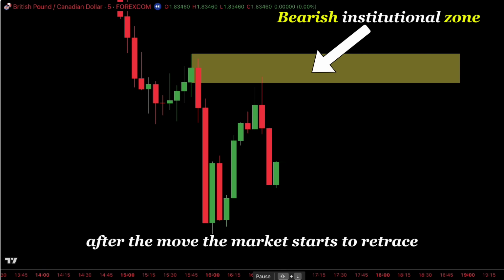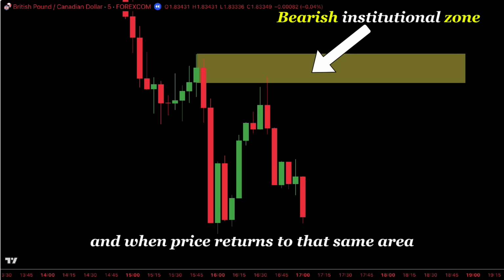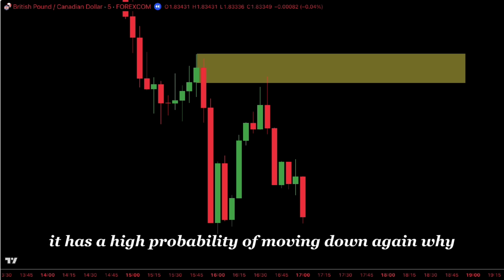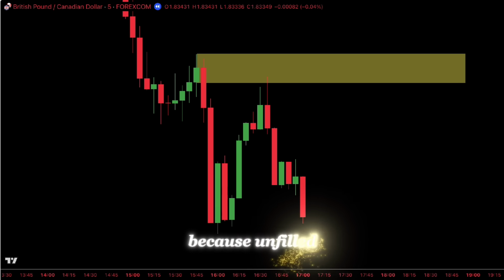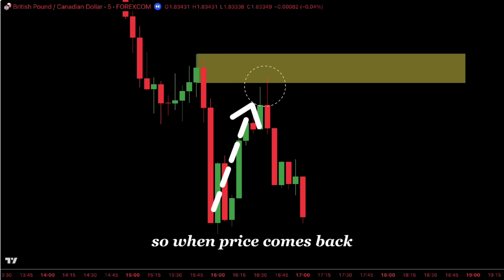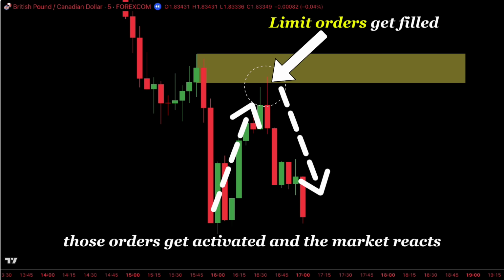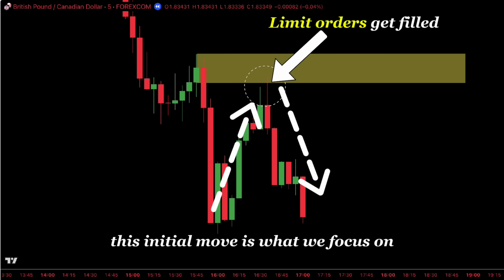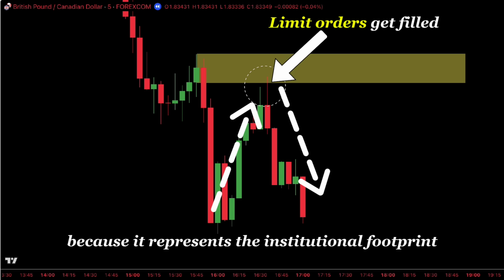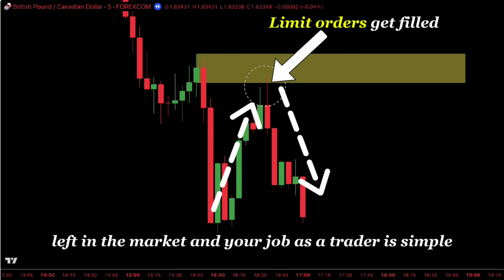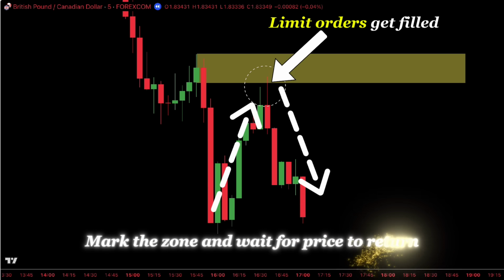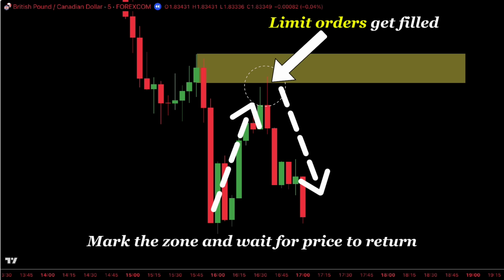After the move, the market starts to retrace. And when price returns to that same area, it has a high probability of moving down again. Why? Because unfilled institutional orders are still sitting there. So when price comes back, those orders get activated, and the market reacts. This initial move is what we focus on, because it represents the institutional footprint left in the market. And your job as a trader is simple. Identify that footprint, mark the zone, and wait for price to return.